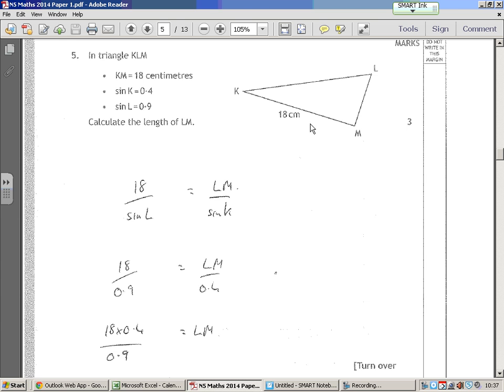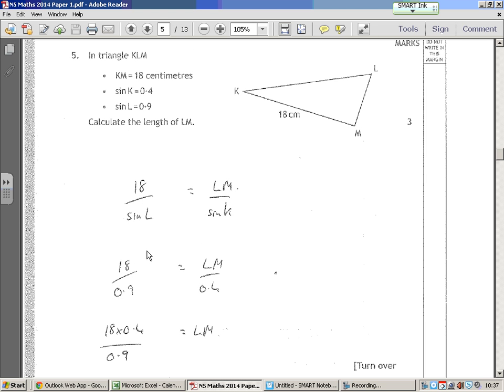So just applying the sin rule, which is A over sin A equals B over sin B equals C over sin C. We have 18 over sin of the opposite angle here, sin L. It's Lm, which we are asked to find out, over the sin of the opposite angle, which is K. So Lm over sin K.